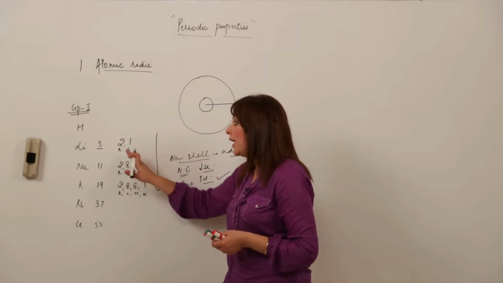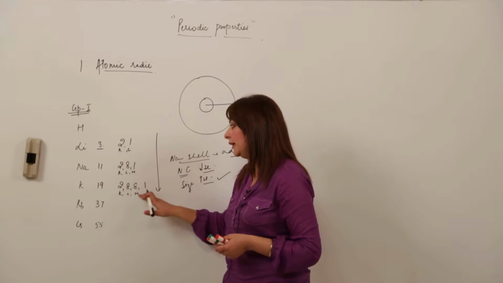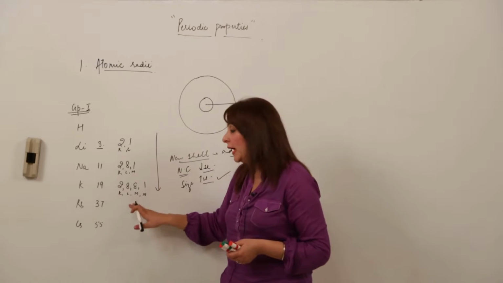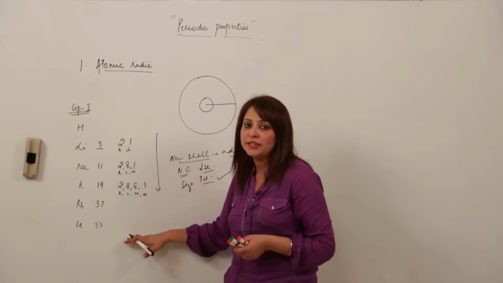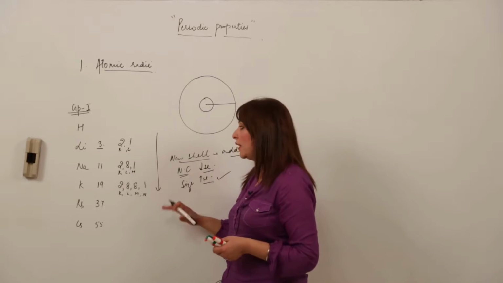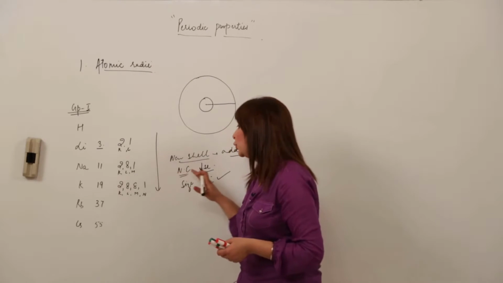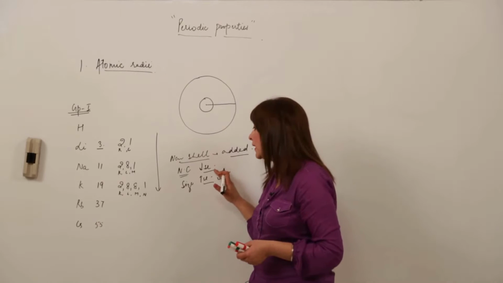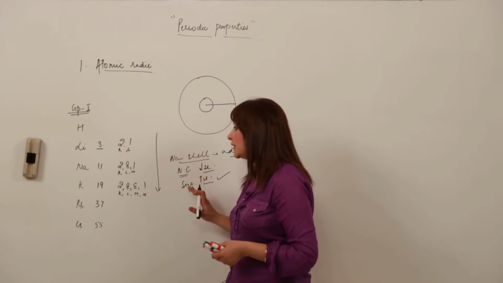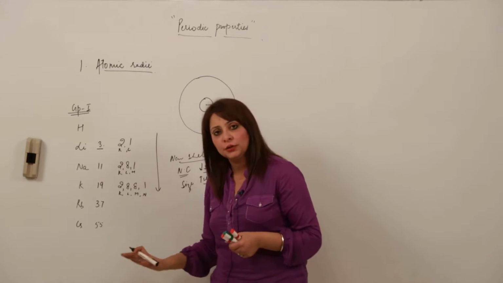as we move down the group, every time a new shell is being added. You can see it has 2 shells, it has 3 shells, it has 4 shells, and likewise it happens for rubidium and for cesium. One shell increases as we move down each step. So every time a new shell is being added, due to which nuclear charge decreases, and which leads to an increase in the atomic size. That means the size increases as we move down the group.